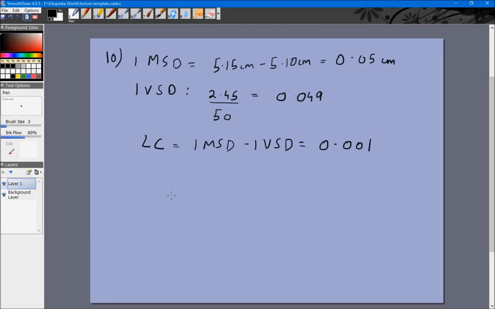And finally, we can just apply the formula to get the answer. The reading is the main scale reading plus number of divisions multiplied by the least count. So 5.1 is the main scale reading plus 24 multiplied by 0.001, which is the least count. So which is equal to 5.124, and the answer is B.